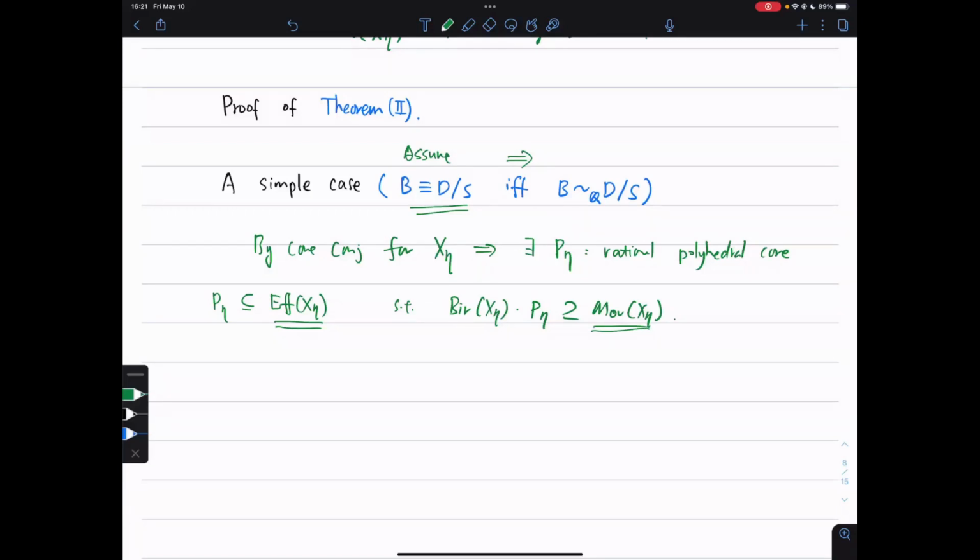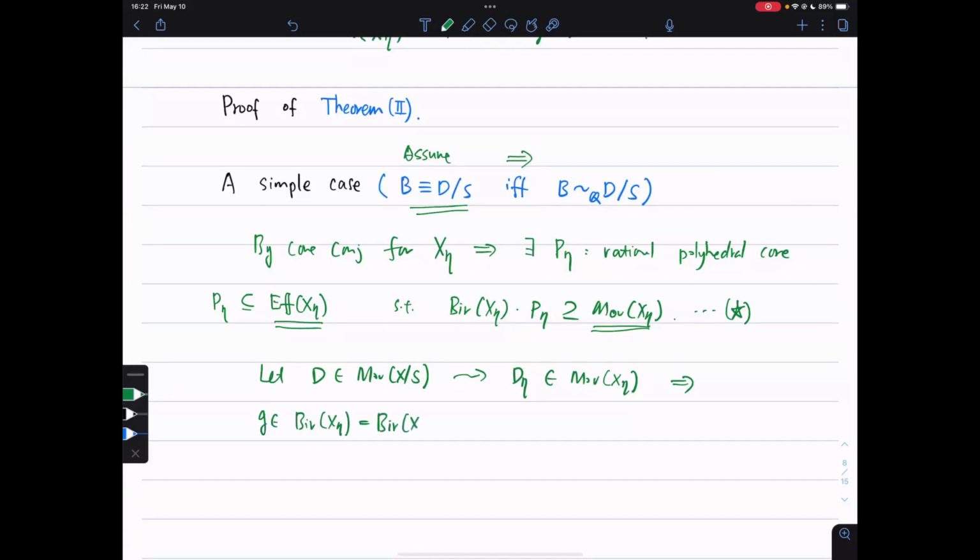And we take a movable divisor in the relative case, and then we pass it to the generic fiber. This is still a movable divisor, but for the generic fiber. Because of this condition, it implies there is a G in the birational automorphism of the generic fiber, but this is the same as the birational automorphism of the space, as I mentioned before.